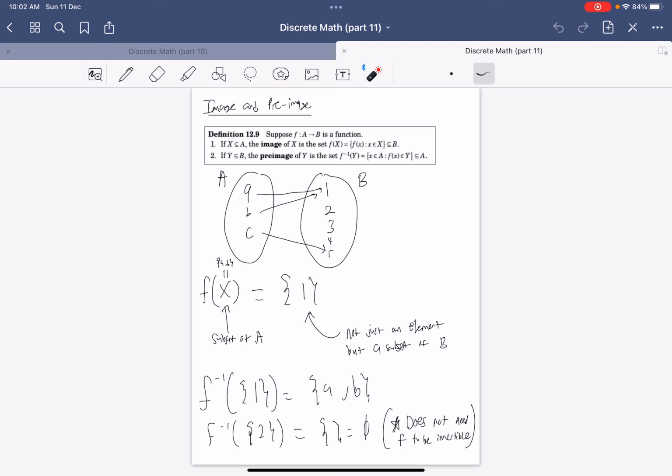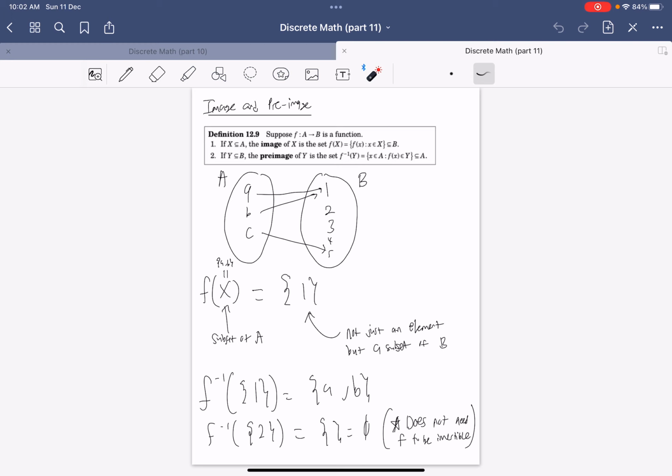And the preimage is the set of inputs that give rise to the output. For example, we take the preimage of 1. A and B both are mapped to 1, so these two will be in the set, the preimage set. But we like to note that f need not be invertible, and there are no restrictions on whether the preimage can be empty. Because if we take the set 2 and preimage it, because there are no elements mapping to 2, it just results in the empty set.